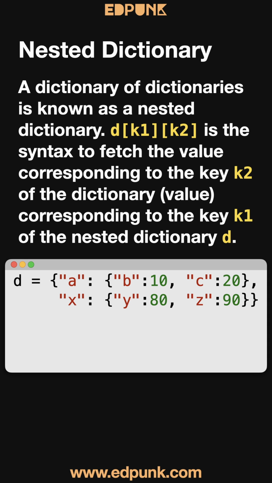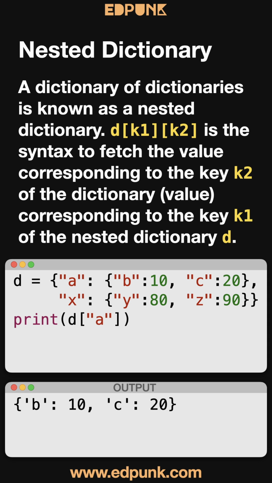Now, you can access the value corresponding to the key string A by simply executing D of string A. A dictionary containing key value pairs string B is to 10 and string C is to 20 is obtained as an output. Now, to access and display the value corresponding to the key string C in this dictionary, you can execute print D of string A string C. The corresponding value 20 is displayed.